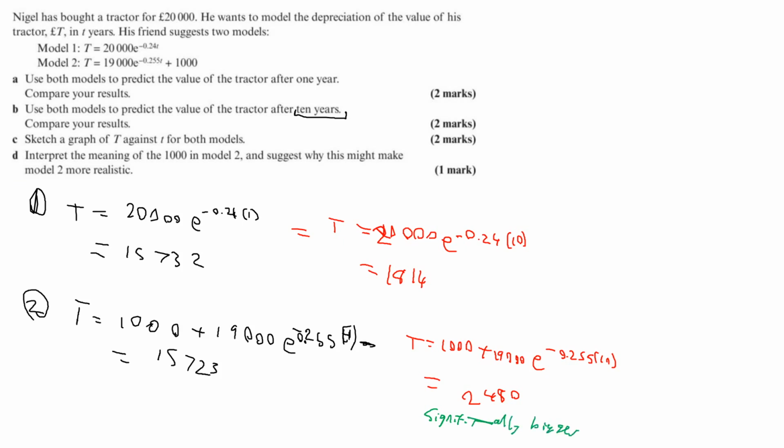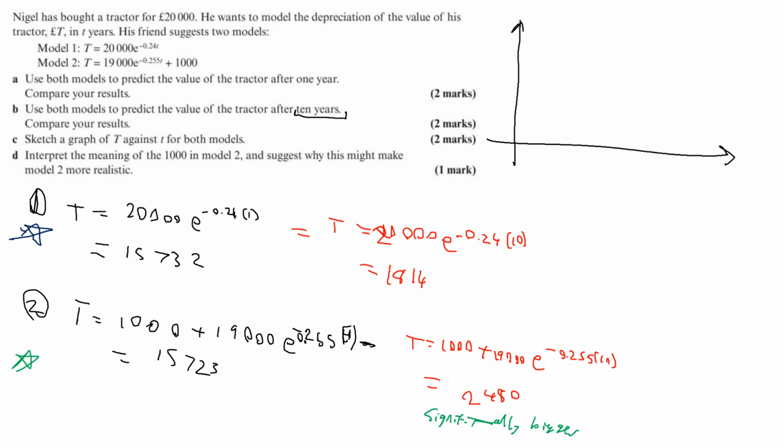Yeah? So now sketch a graph to interpret the model of both of these. Again, plugging in numbers is one thing, but now let's sketch a graph. I'm going to make this one blue, and this one I'm going to make in green, okay?